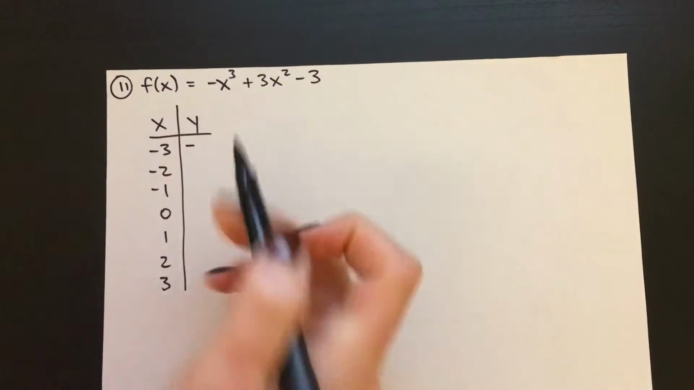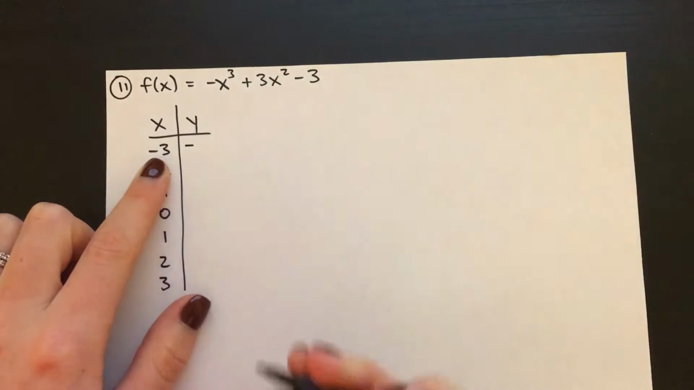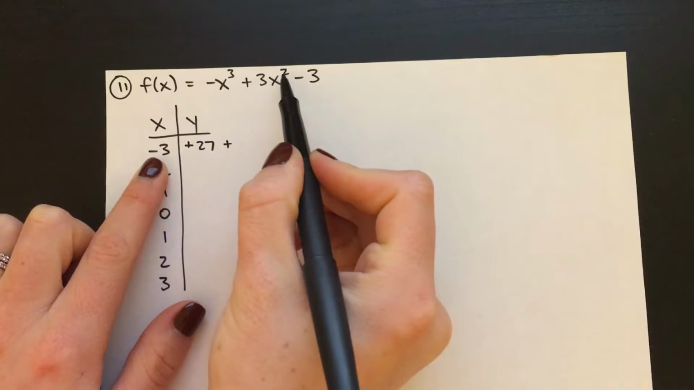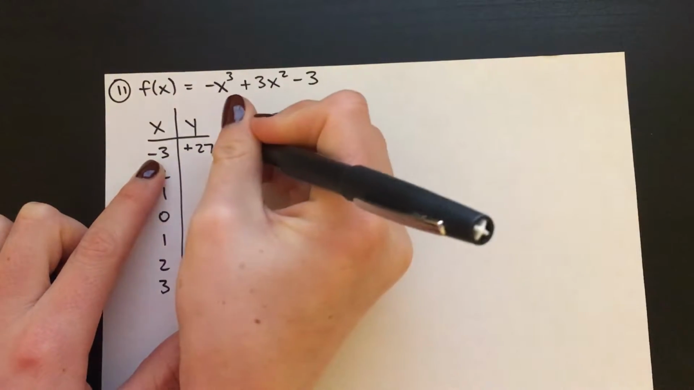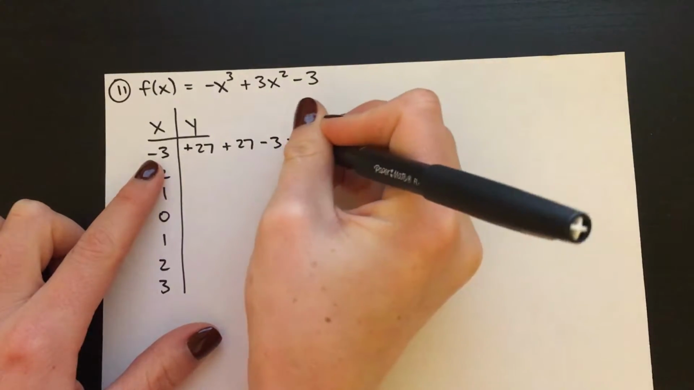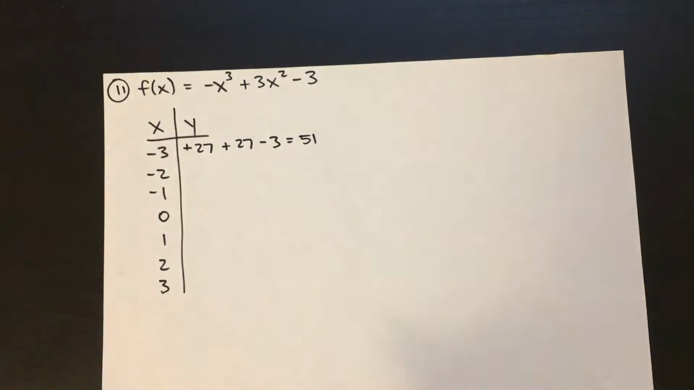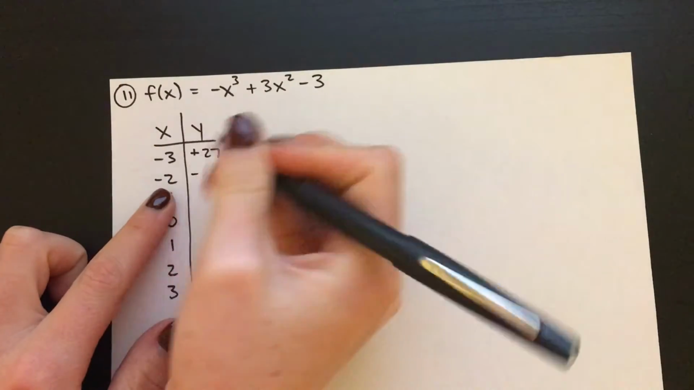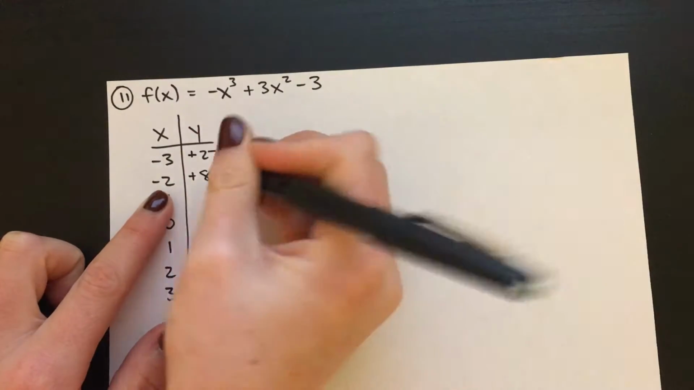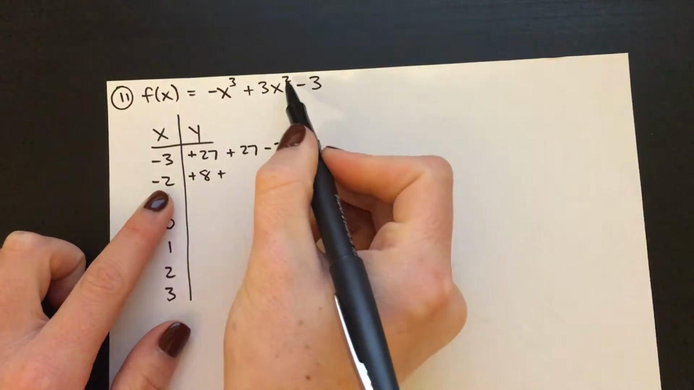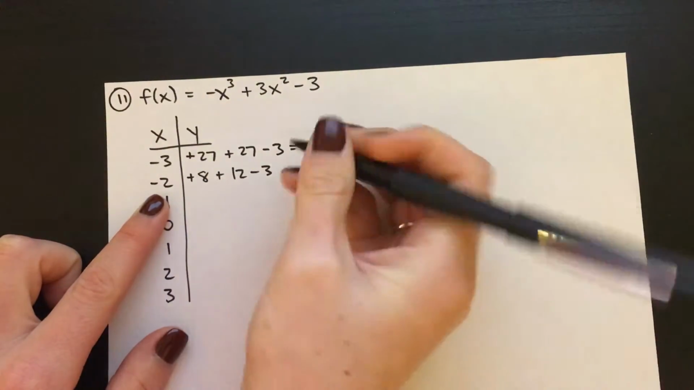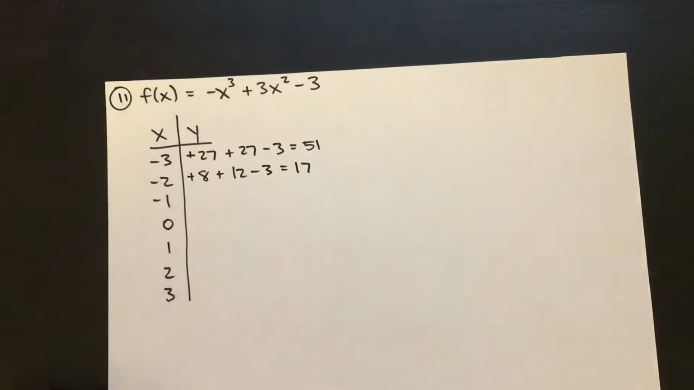So we'll have negative, and then when I cube -3, I get -27. And then plus, when I square -3, I get 9 times 3 would be 27, and then -3. So 27 plus 27 is 54, minus 3 is 51. Plug in the -2. I start with the negative that was already there. When I cube -2, I get -8, plus 3 times 4, should be 12, and then -3. So this would be 20, minus 3 would be 17.